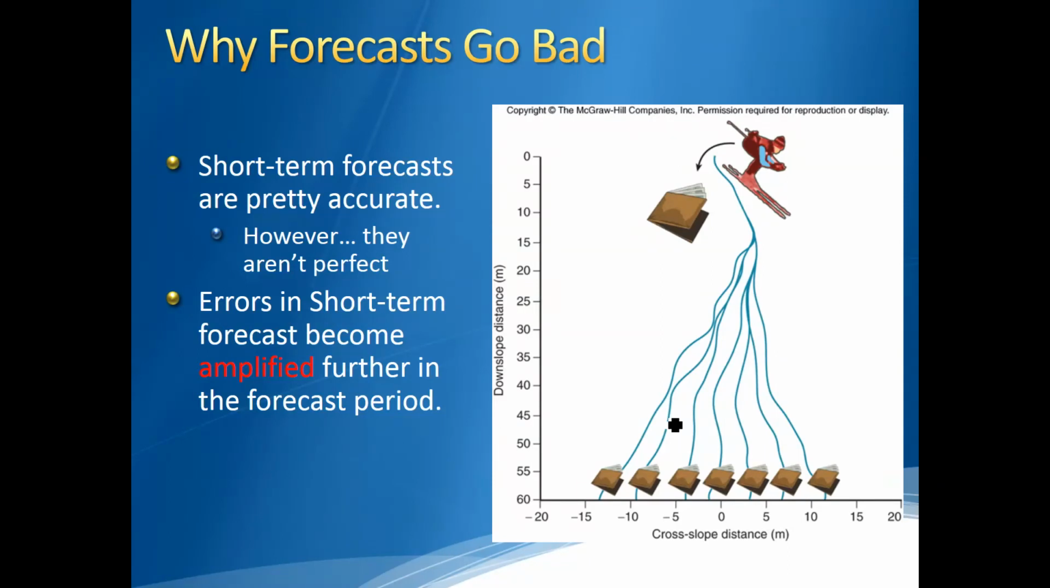Why? Because if I make a forecast and there's an error in it, that error is then plugged into an imperfect model, and it creates more error, which is then plugged into an imperfect model, creating more error, which is then put into an imperfect model, creating more error. And so even a slight error can become something that is much larger over a relatively short period of time.